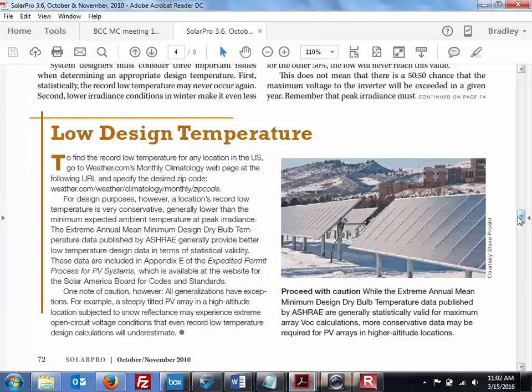Okay. So it says proceed with caution. While the extreme annual mean minimum design dry bulb temperature data published by ASHRAE are generally statistically valid, more conservative data may be required for higher altitude. I don't know what this very well could be somewhere in Montana, in fact.